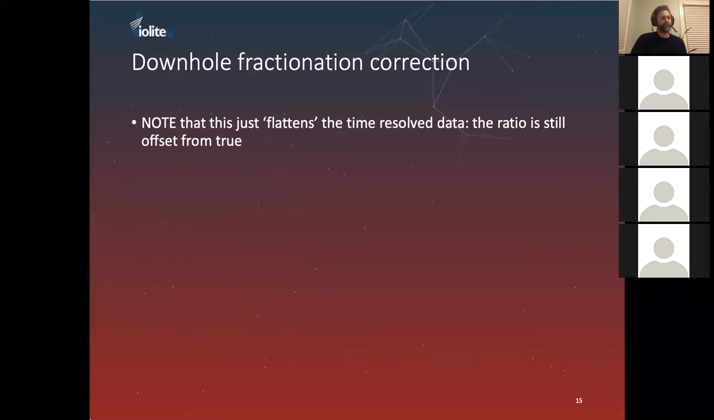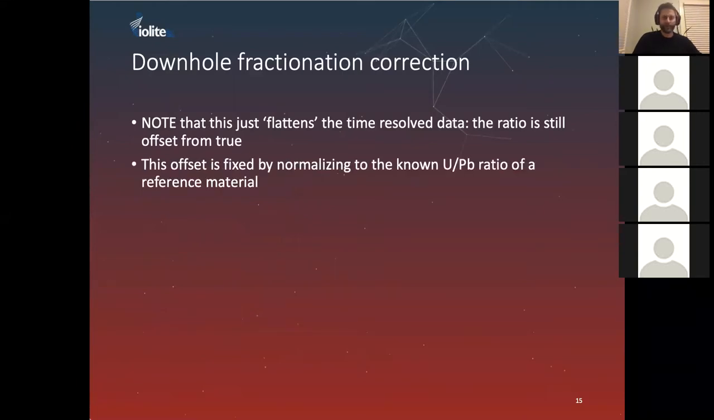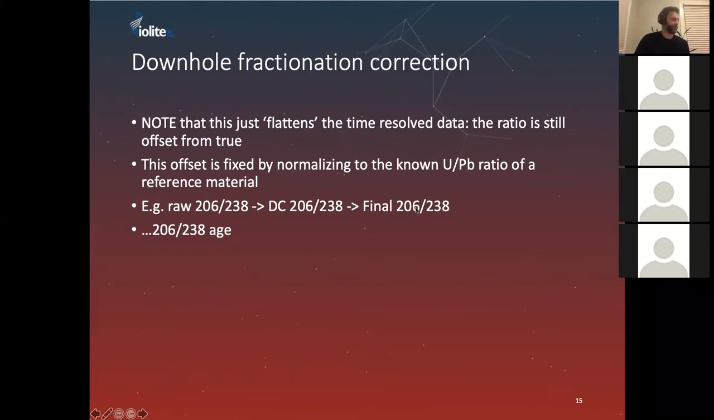It is important to note that this downhole correction is just the first step in the process. It just flattens the data. It is still at that point offset from true, and then we normalize it to the known uranium-lead ratio of the reference material. So that's how we go from the downhole correction to the final ratio. So this is just looking at the 206-238 ratios, but you do the downhole correction, and then there'll be another result after that, which is where it's normalized to the reference material, and that will be the final ratio.